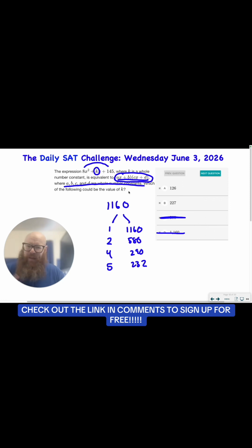We wouldn't be able to subtract them if we have all whole number constants. So that means they're positive. So that's out, which just leaves this as our answer. And what ends up happening is that comes from 10 and 116. 10 times 116 is 1160, and if I add them, I get 126.